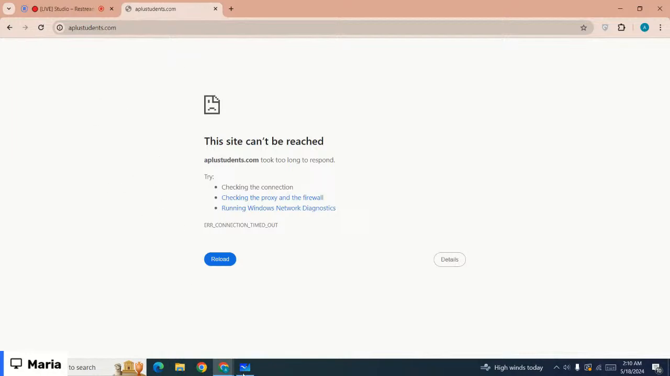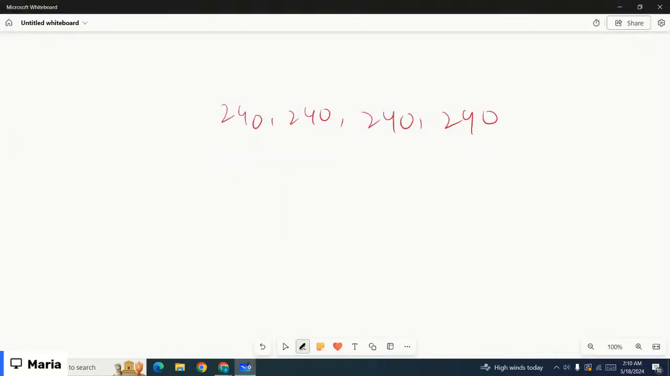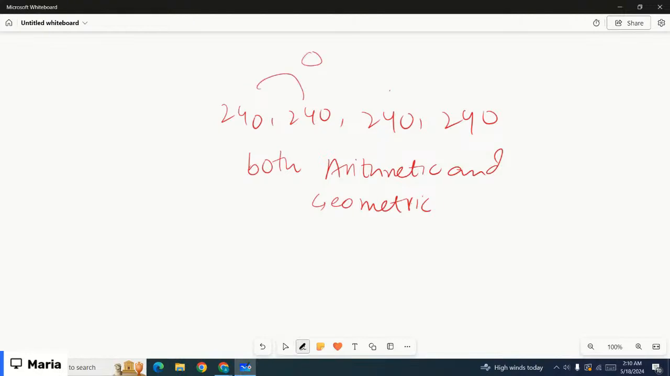So the numbers are exactly the same. That means that is both an arithmetic and geometric sequence. Why both? Because if you find a common difference between them, 240 minus 240 is 0, 240 minus 240 is 0, so they have a common difference of 0. If you divide them, they again have a common multiplier, that is 1. So that's why that is both arithmetic and geometric.